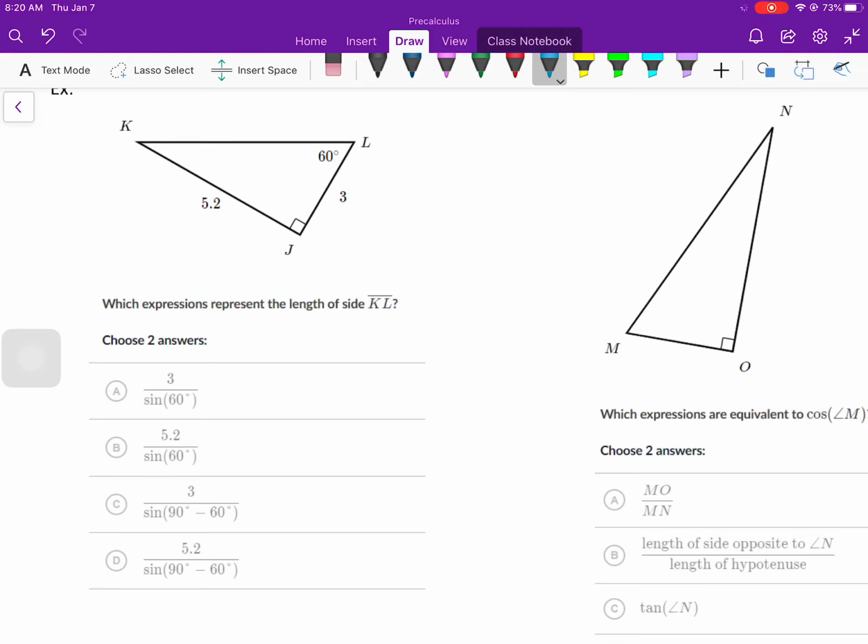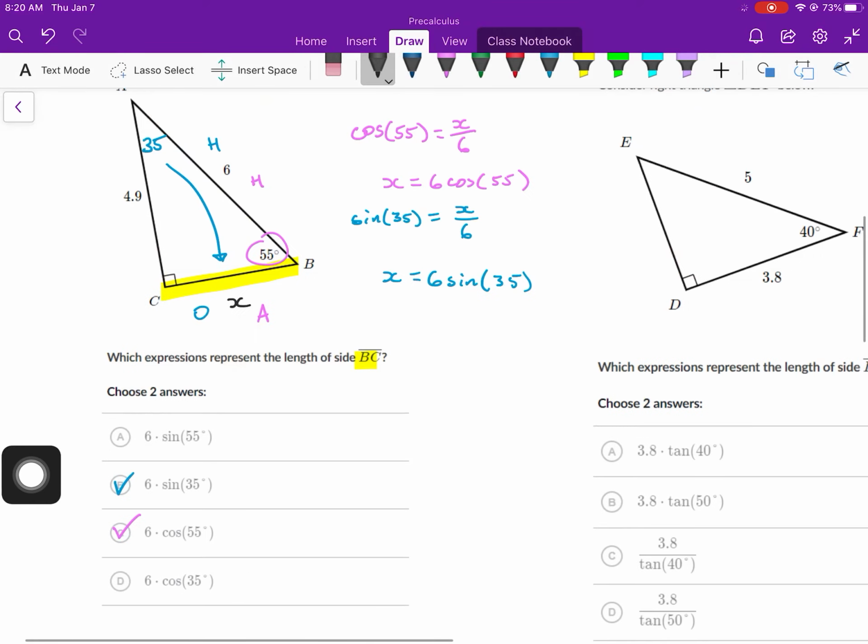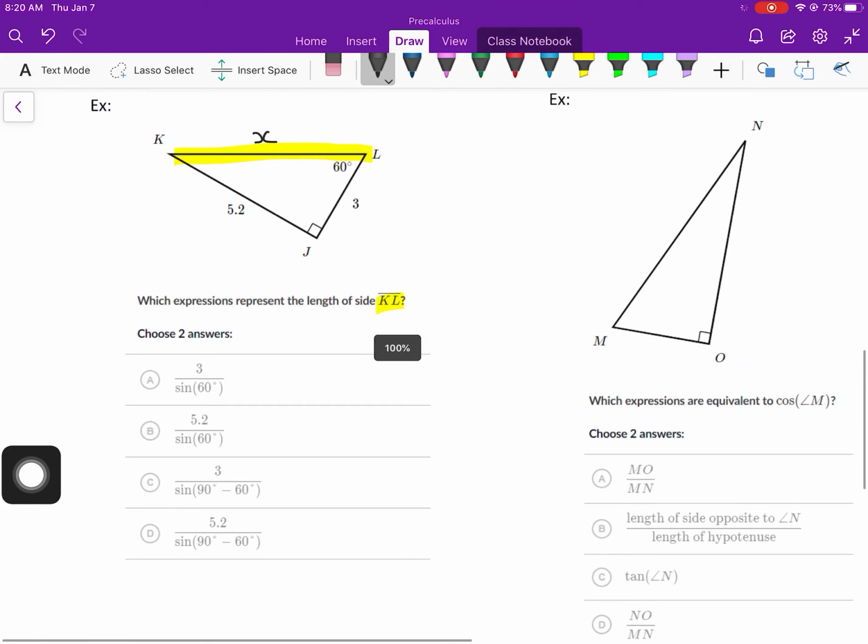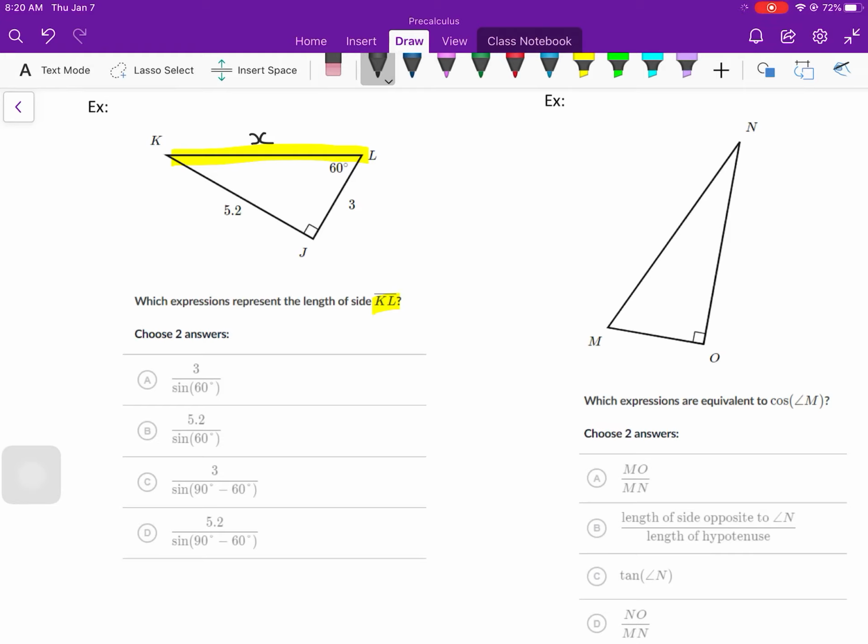This one's a little more interesting. Which expression represents the length of side KL? KL is obviously going to be the missing side here. We'll call this X, so we're trying to find X. Notice all these are in terms of sine, and we're going to choose 2 answers. I think the other one specified 2 answers as well. So finding X, if our angle is 60, we could say sine of 60 equals the opposite over the hypotenuse.